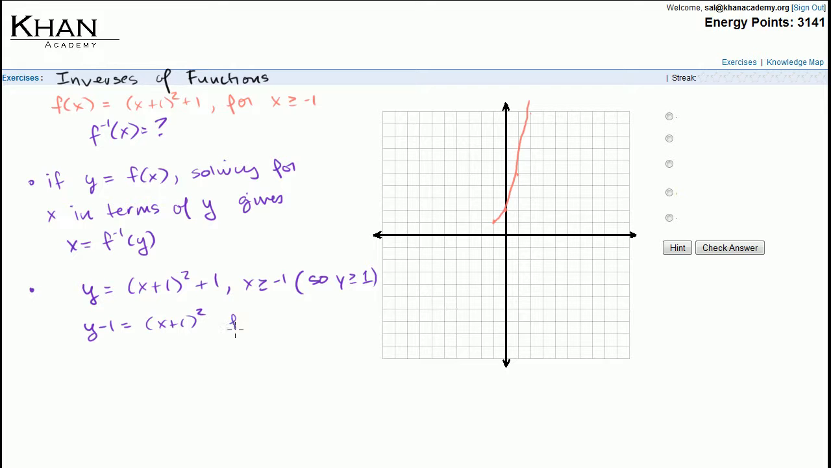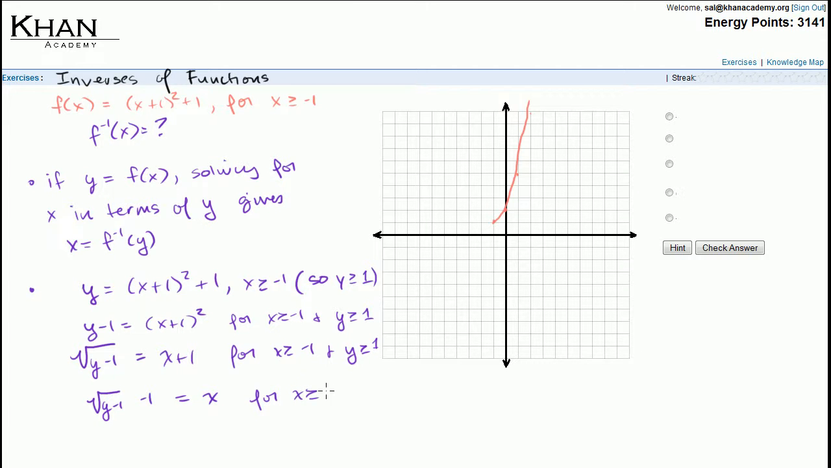And then we could say for x greater than or equal to negative 1 and y greater than or equal to 1, because we're starting to mix what's the domain and the range at this point. And then take the square root of both sides. So you get the square root of y minus 1 is equal to x plus 1. Then subtract 1 from both sides. Square root of y minus 1 is equal to x. And now we could just say for x greater than or equal to negative 1 and y greater than or equal to 1.